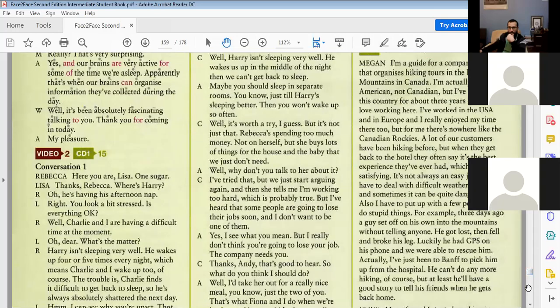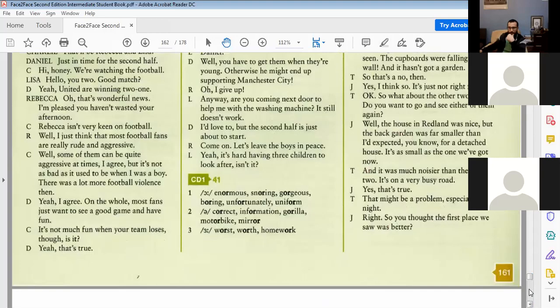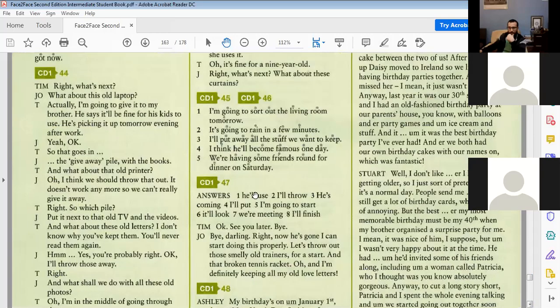Let me show you the track, so this way you can confirm your answers. CD2, track 45. Here it is. Can you see it in the middle? Let me put them in a box. All right. So the first one is, I'm going to sort out the living room tomorrow. Yes, only that, the living room. So you forgot that. Yes. Okay. It's going to rain in a few minutes.